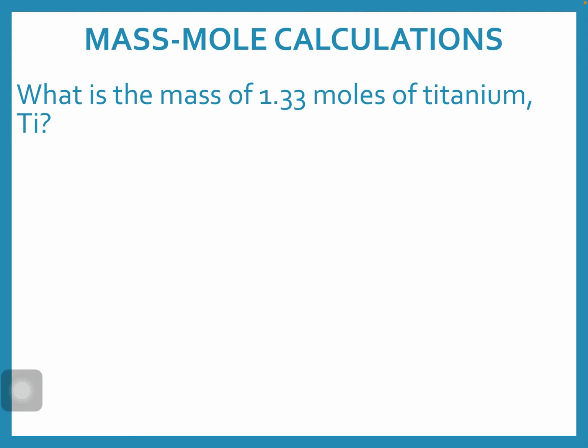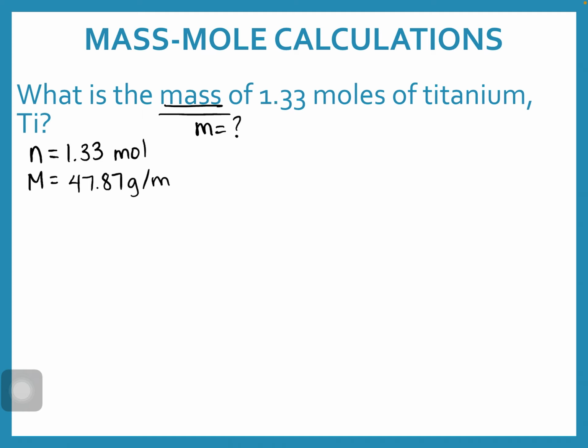What is the mass of 1.33 moles of titanium? The number of moles, n, is 1.33. We are looking for the mass, which is lowercase m, and we can look up the molar mass using the periodic table. Titanium's atomic mass is 47.87, so that is how many grams are in 1 mole of titanium atoms.